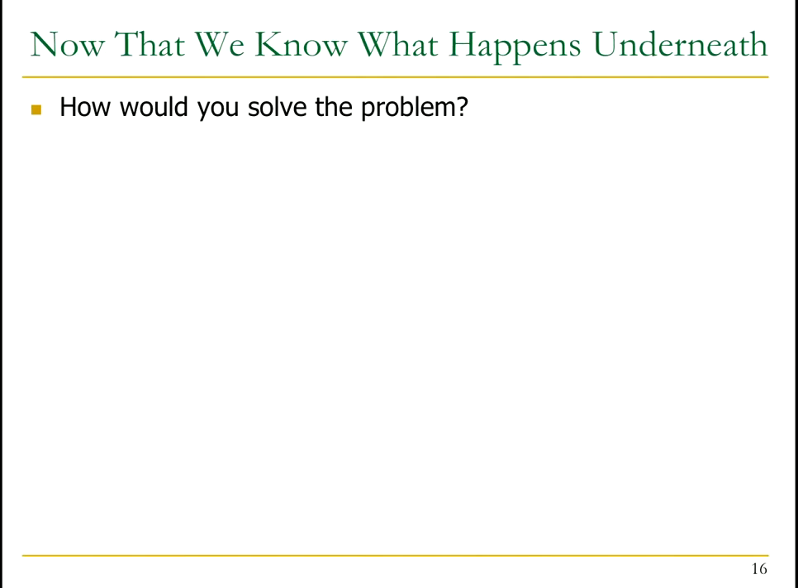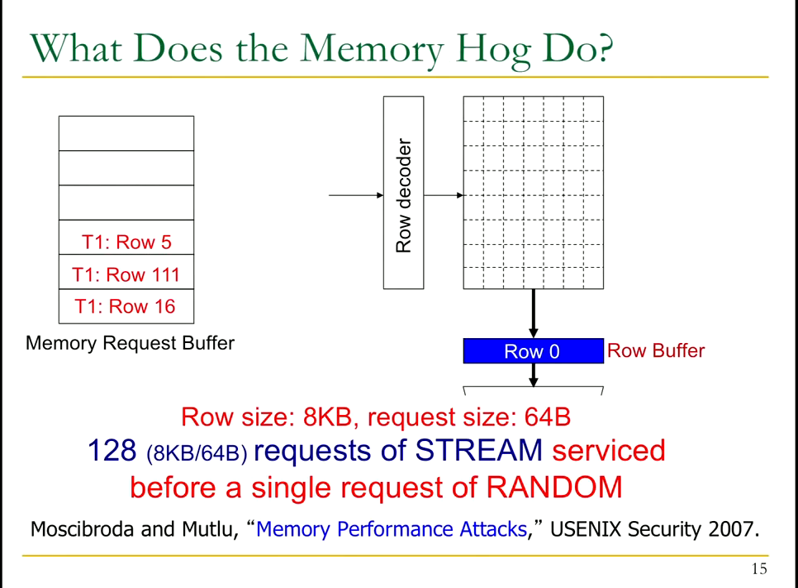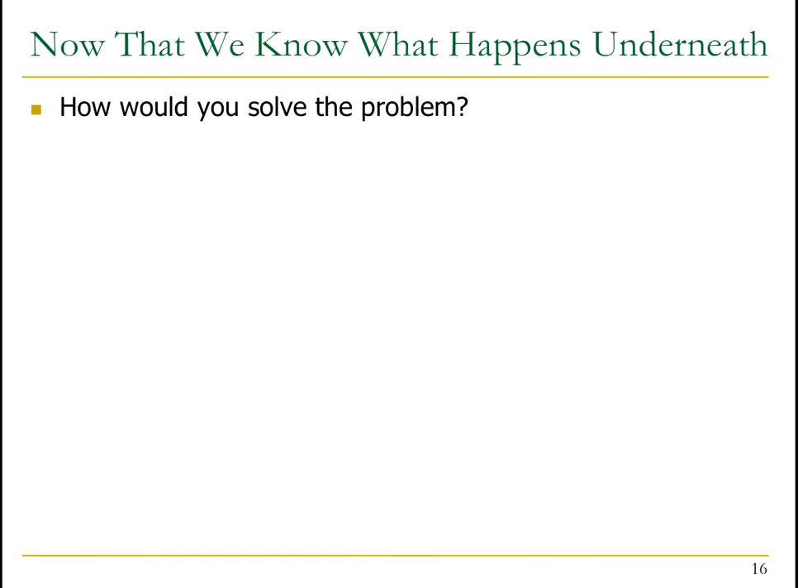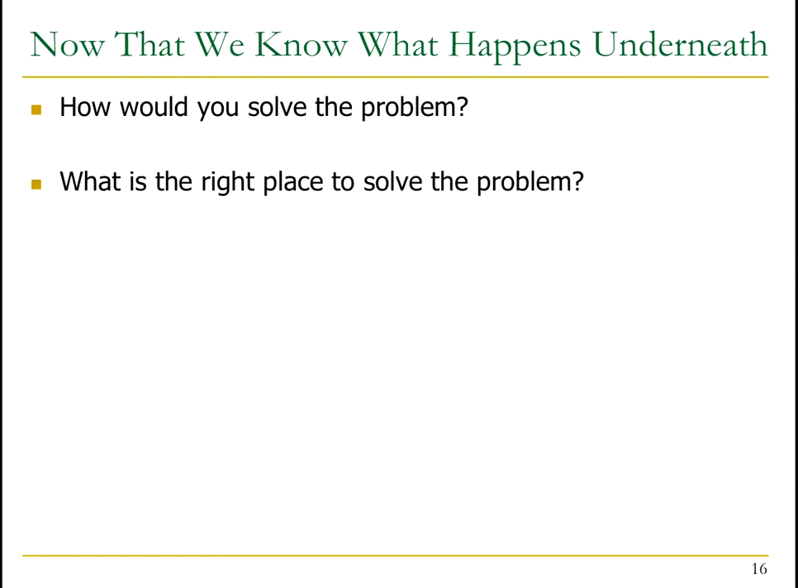Okay, now do we know what goes on underneath, at least at some abstract level? Maybe not perfectly, because you don't know exactly how these circuits work, right? But at least you know that there's a resource sharing problem, and the memory controller is picking a request in an unfair manner, but it's doing it to do something good to minimize the latency, but it's resulting in unfairness. So if you know what's going on, how would you solve the problem? What's the right place to solve the problem?